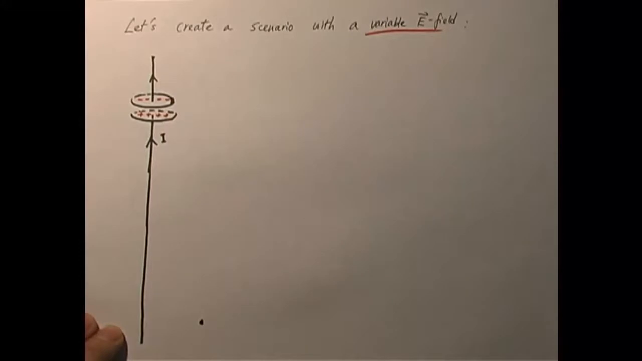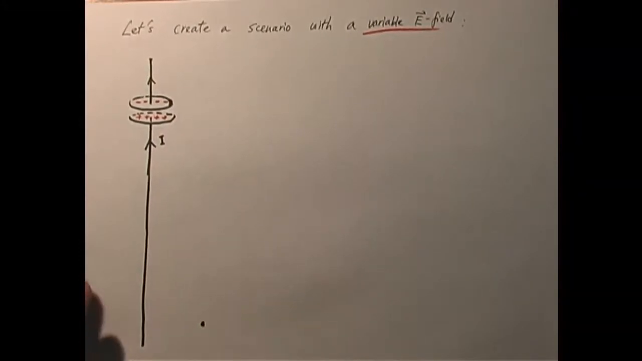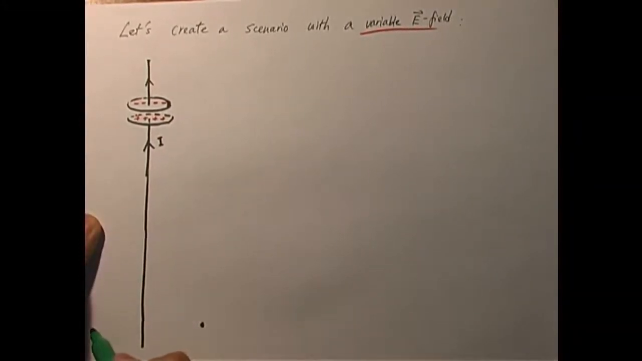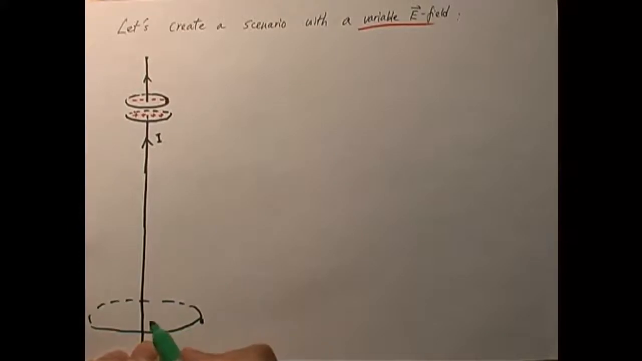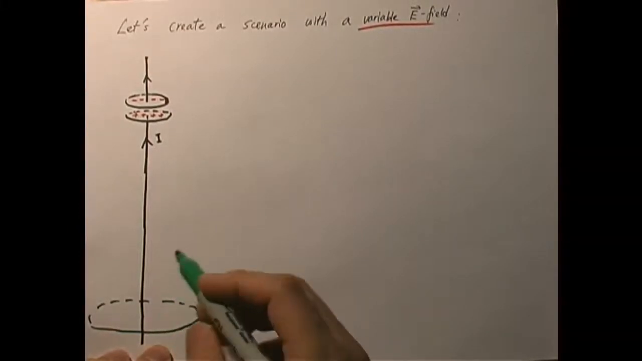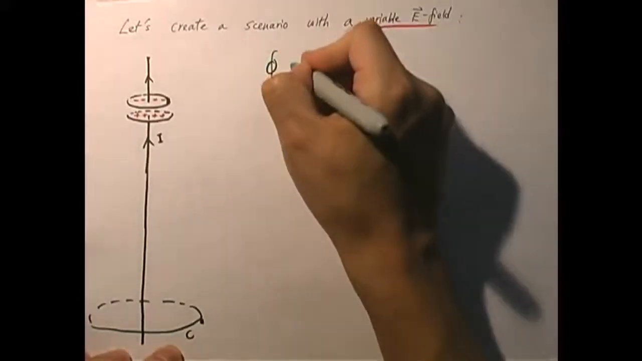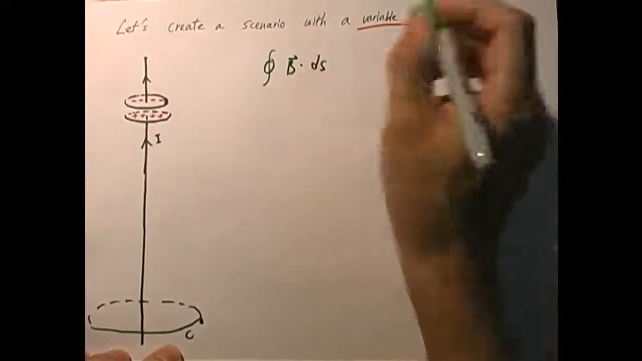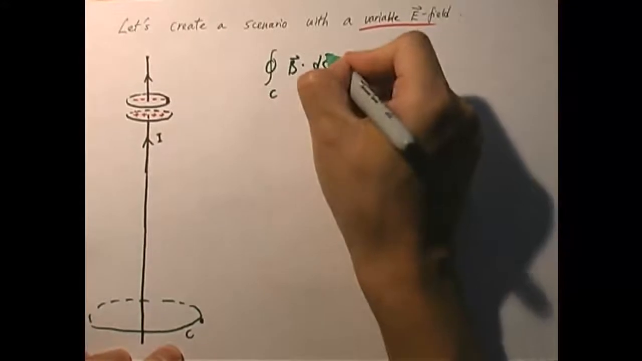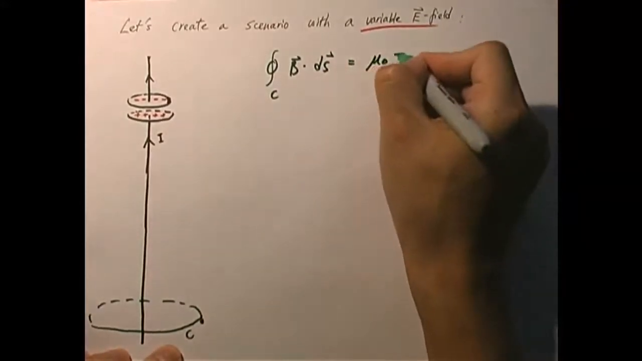Now, how do you calculate the magnetic field? You say, oh, I know how to do that. Let me draw an Amperian loop. You can actually draw it as a circle. And then you can calculate this loop integral over the contour C, B dot ds over the contour C equals what? Mu naught I, right? Mu naught I.